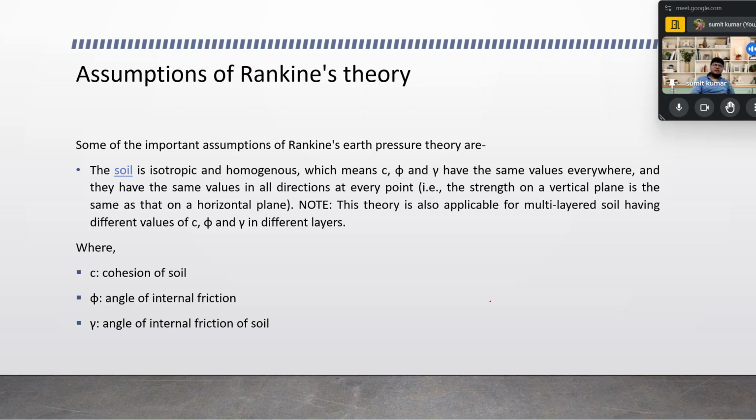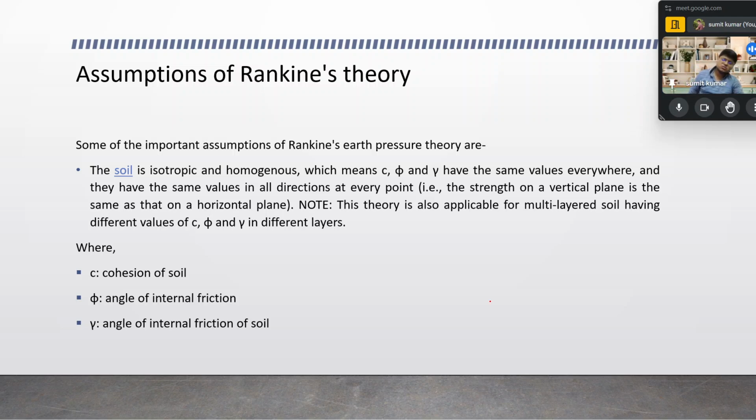Okay, now we will talk about some new thing. So first of all, we start with the assumptions of the Rankine earth pressure theory. The soil is isotropic and homogeneous, as said by me just now, which means that the C, phi and gamma have the same value everywhere and they have the same value in all directions at every point, that is, the strength on a vertical plane is the same as that on the horizontal plane. So note that this theory is also applicable for multi-layer soil having different values of C, phi and gamma in the different layers, right?